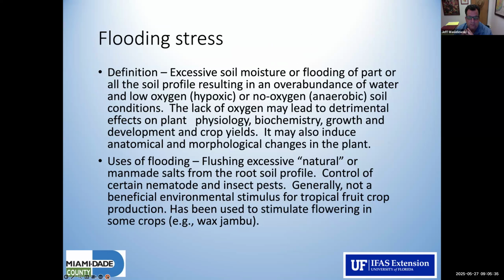So what is flooding stress? Excessive soil moisture or flooding of part of the soil profile resulting in an overabundance of water. So you get a lot of water. You get low oxygen or no oxygen. That's really the problem. And you're going to see some of the things that I talk about are very similar to drought because you're not able to get water with the roots. And the lack of oxygen may lead to detrimental effects on plant physiology, biochemistry, growth and development, and crop yield.